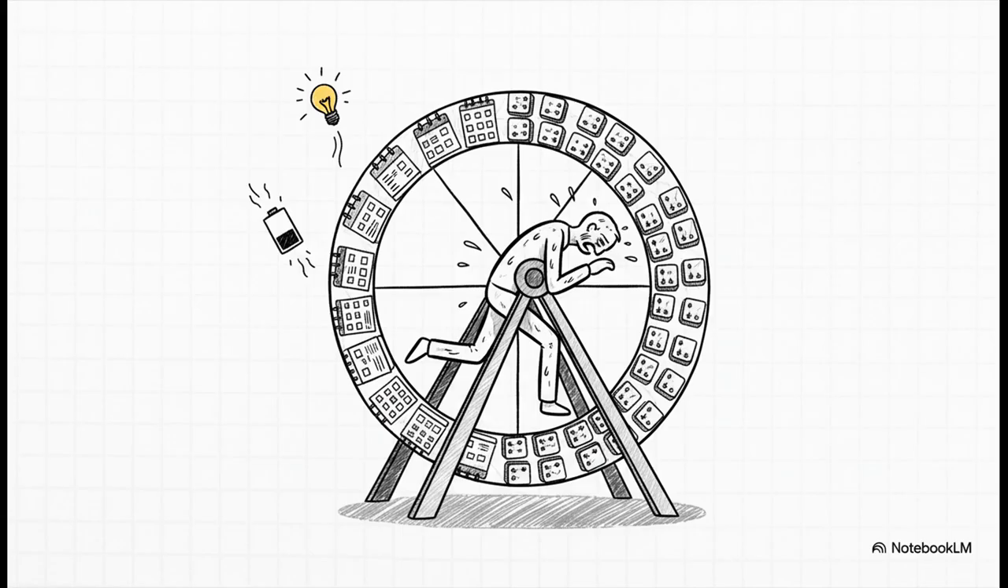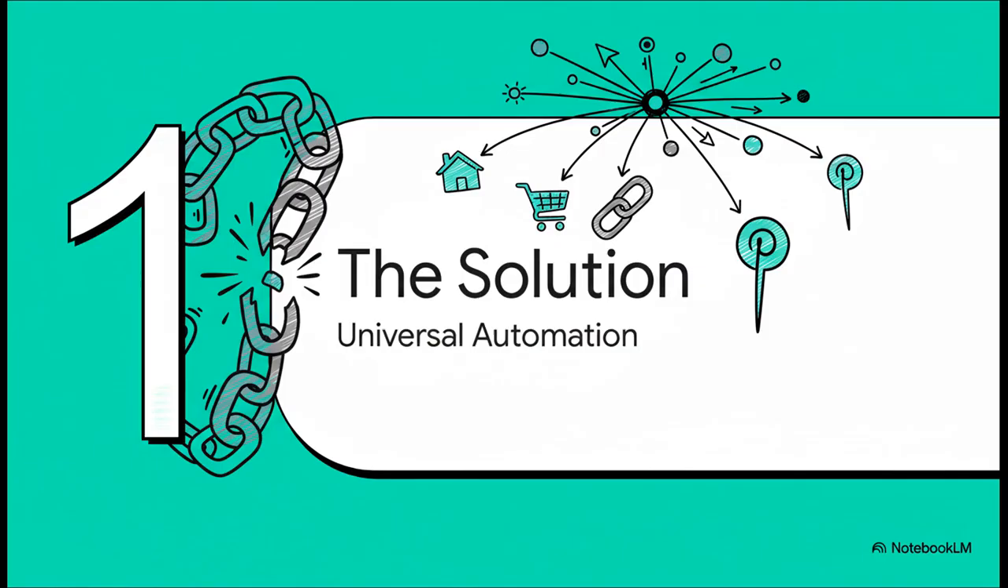That manual process, that endless cycle of creating a post, scheduling it, and doing it all over again, becomes this giant bottleneck. It's not just eating up your time, it's draining your creative energy and really holding your business back from scaling up. So how do we break that cycle?